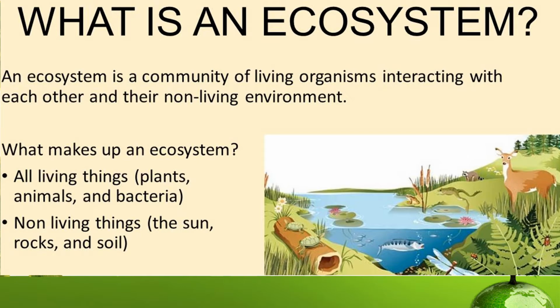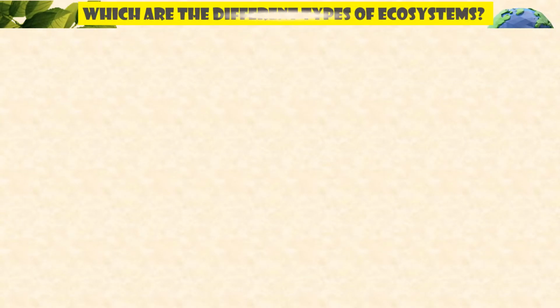Okay? So when these both things, that is the living things के अंदर भी interaction बहुत होता है, like plants, animals, there is a huge interaction amongst themselves and amongst the non-living components as well. And when they come together, that is called as an ecosystem. So what makes up an ecosystem? All living things like plants, animals and bacteria, non-living things like the sun, rock and soil. Now what is an ecosystem is clear to all my students.